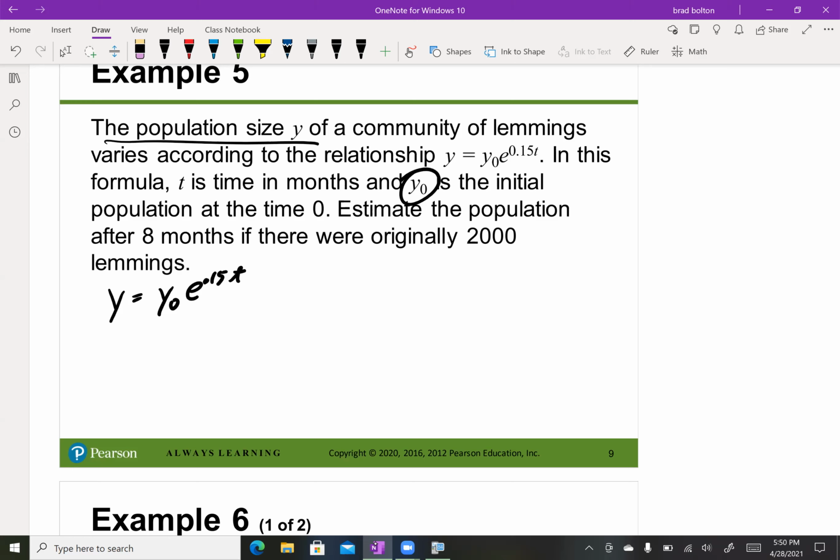All right, so we know that y sub 0 is 2,000 because they said originally there was 2,000. So we're going to say y equals 2,000 times e to the 0.15. Now they said t is measured in terms of months from the original time equals 0. So we now have 8 months. So this is going to be times 8. Now I'm not going to use the screen calculator. This one I think you guys can just do on your own. So this is 2,000 times second function e to the power of 0.15 times 8.